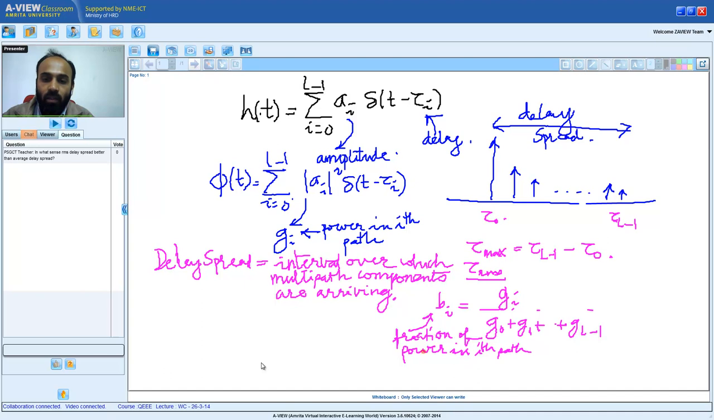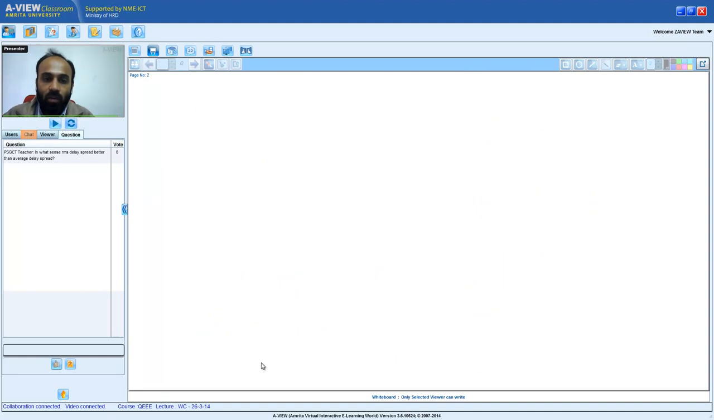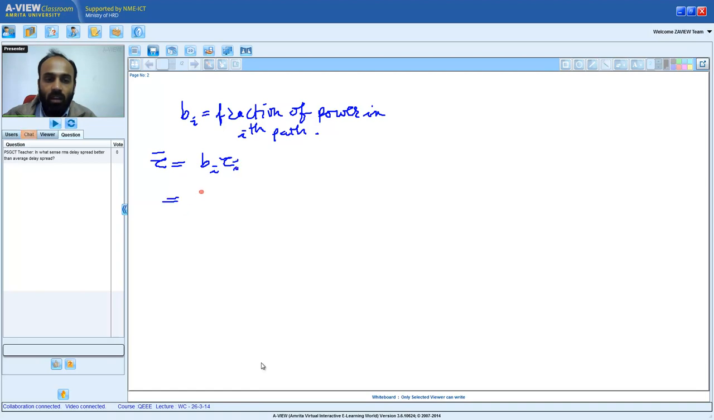This is b_i, the fraction of power in the ith path, and therefore the average delay can be defined as follows. Let me rewrite this clearly. b_i is the fraction of the power. Therefore, the average delay tau bar equals the summation of b_i tau_i, which is equal to the summation of g_i tau_i divided by the summation of g_i, from i equals 0 to L minus 1.